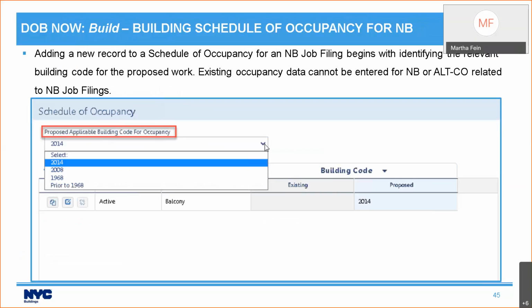So when you go in to enter your schedule of occupancy, the first step depends on whether it is a new building or an alt CO. If it's a new building, then you will only be asked the proposed applicable building code, which of course would be 2014 because that's the current one. Hold on just a moment.